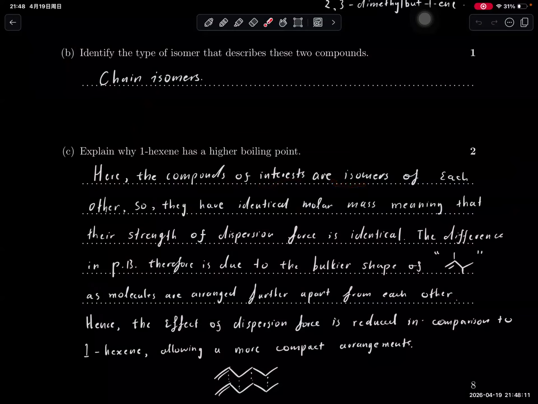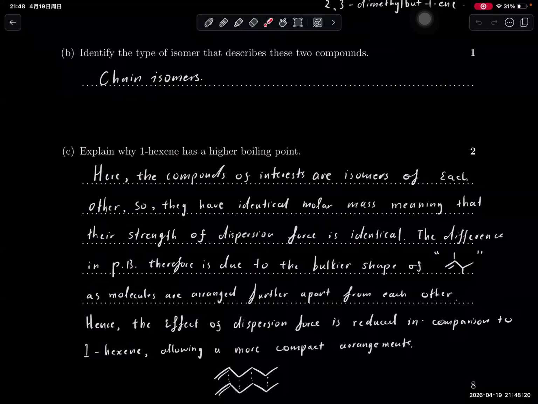So here, the compounds of interest are isomers of each other. Make sure to also mention that they are isomers of each other, so their molar mass is the same. We are comparing the boiling points while keeping the molar mass the same.